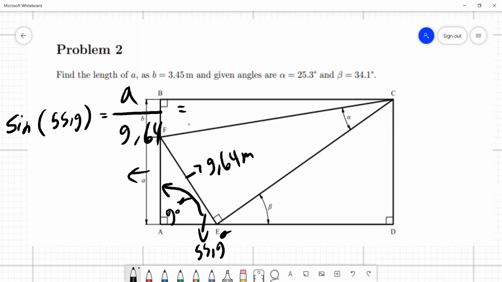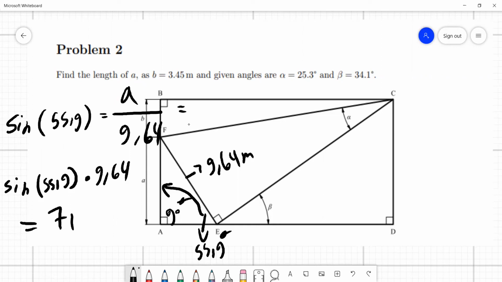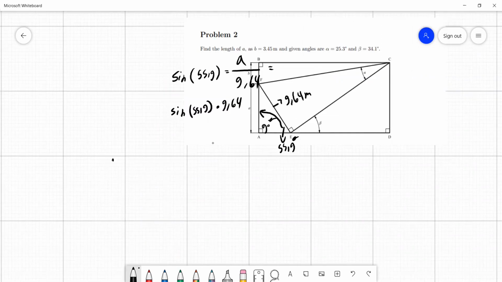And with a quick algebra, sine 55.9 times 9.64 will give us an answer of 7.98 meters. Actually, I shouldn't use the equal sign. I should use the approximate sign. So A is approximately 7.98 meters, and that's because I rounded it up.